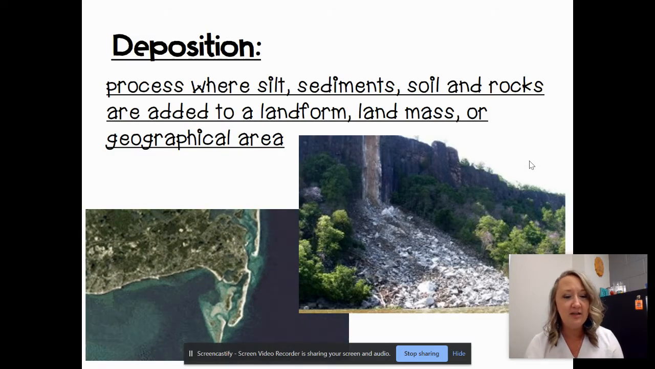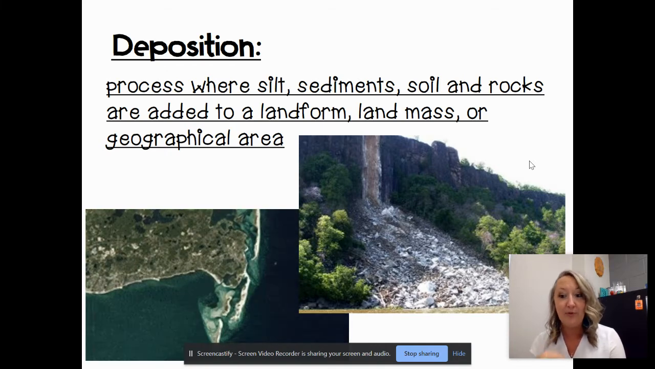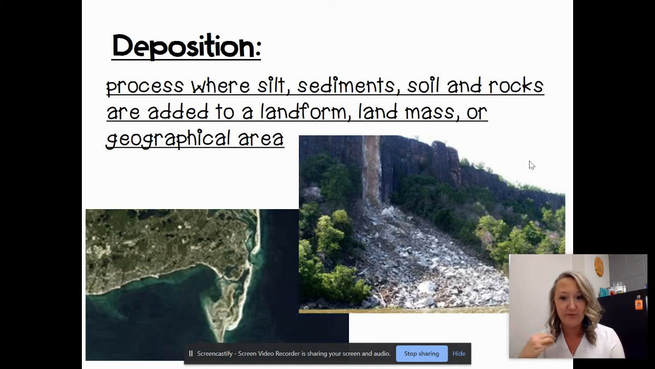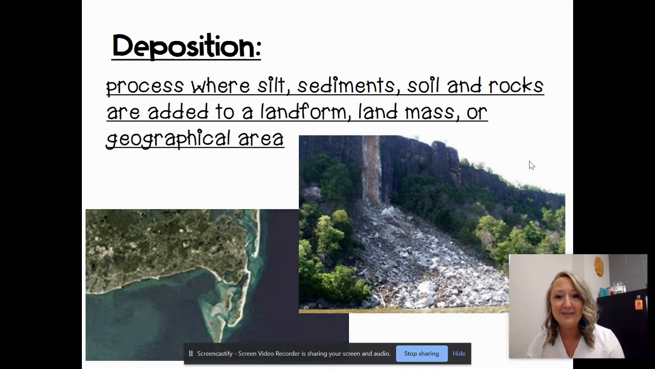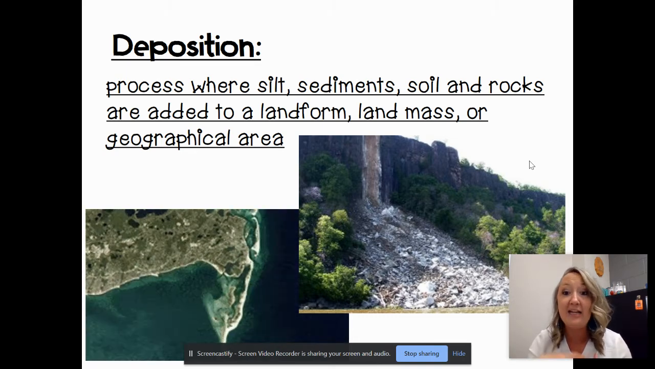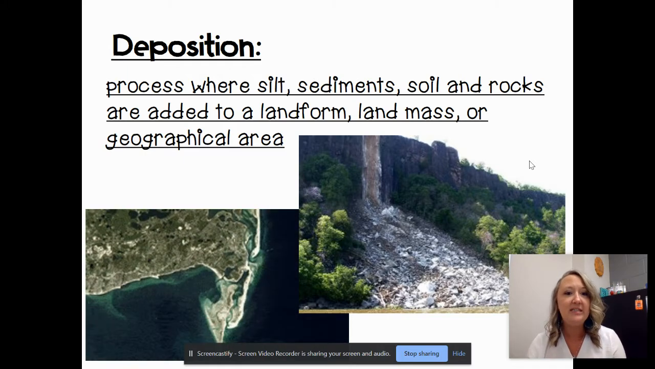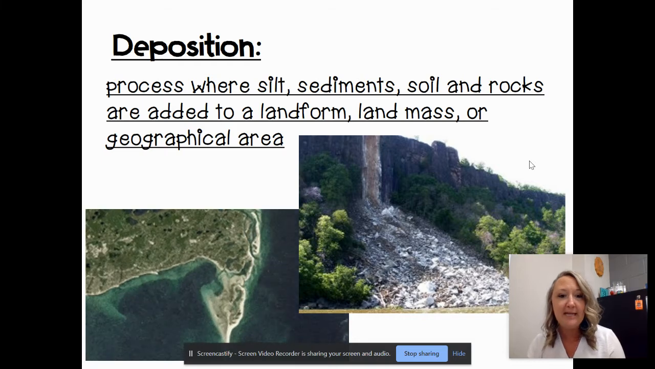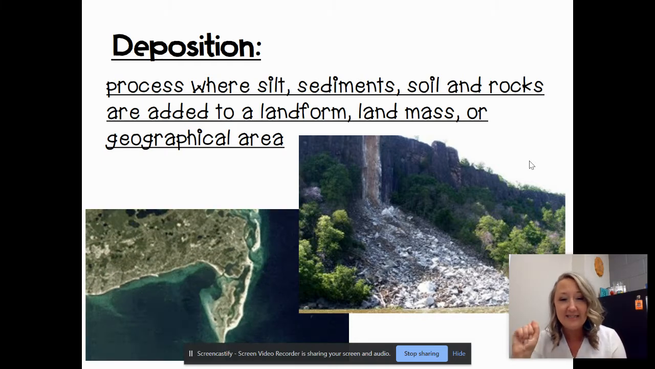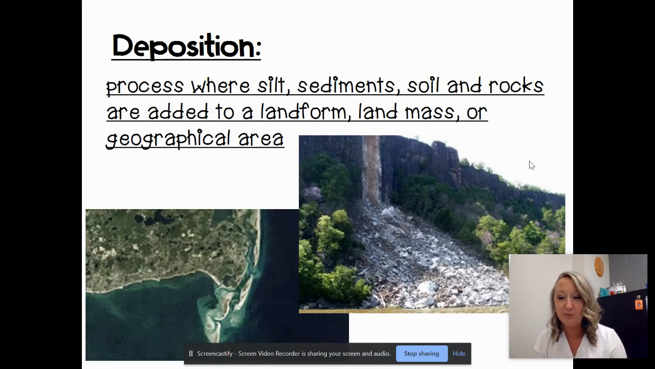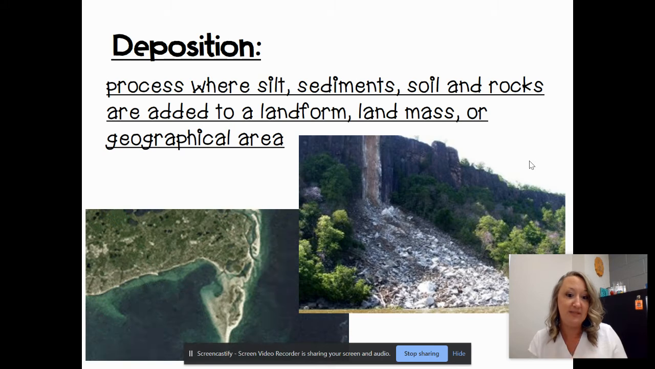Now, deposition, just like when we go to deposit something in the bank, we put something in the bank for them to store for us to use later. Deposition happens when silt, sediment, soil, and rock are added to something. So in our box that's marked with a big D, we're going to put deposition in big letters, and then you're going to fill in the rest of your definition. Go ahead and highlight deposition and then added, because we're really adding something when we have deposition occurring.